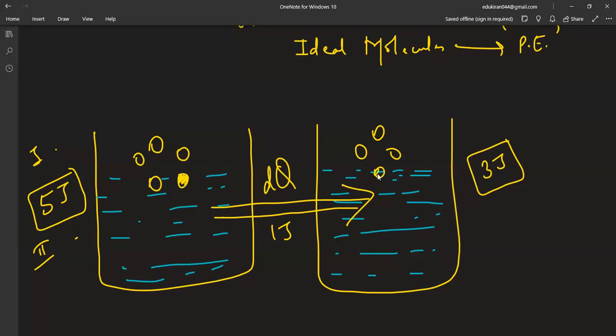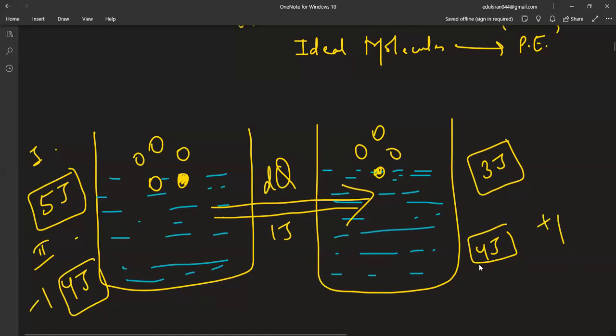Now 1 joule has gone from here. So 1 joule has been added. Now see what will happen. From here 1 joule has gone. It is having 4 joules. It is having also 4 joules because of addition. Minus 1 from here, plus 1 from here. 4 joules. Now there is no need for motion. This is also having 4 joules because of this transfer that occurred.